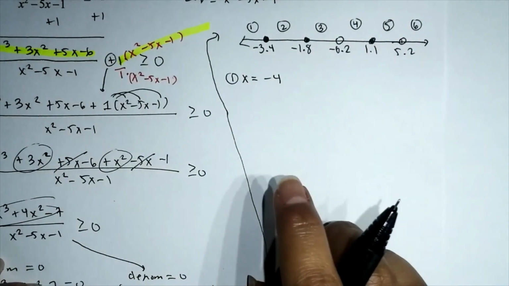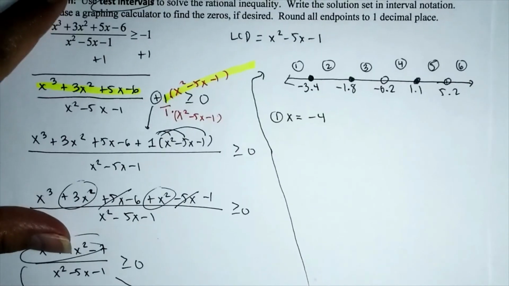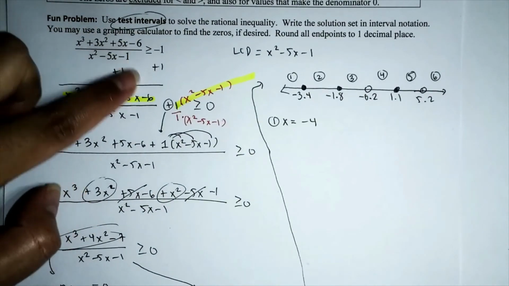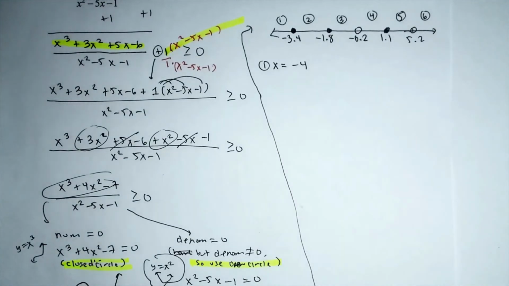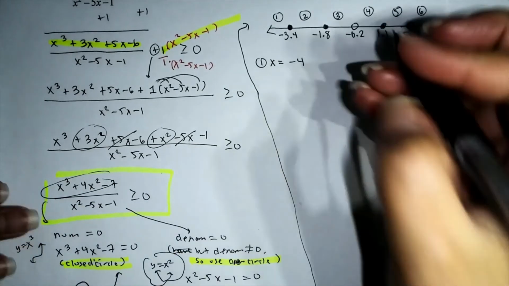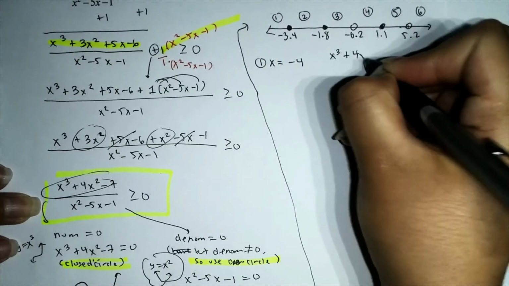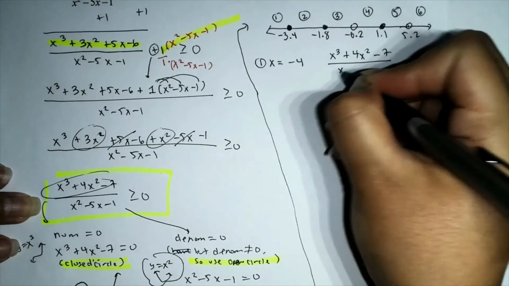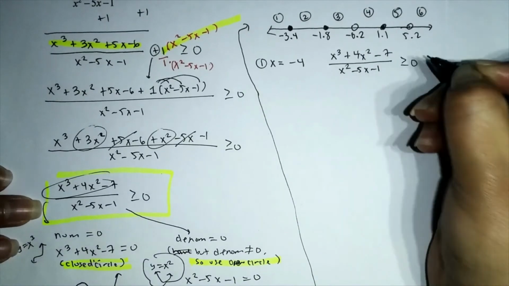Tell me where you're plugging it into. You can plug it into the original inequality, which is what you're supposed to do. But for me, it's so much easier to compare to 0, so I'm going to look for that inequality that's being compared to 0. Let's write it out. We have x cubed plus 4x squared minus 7 all over x squared minus 5x minus 1 is greater than or equal to 0.